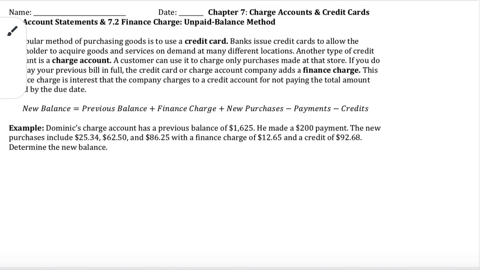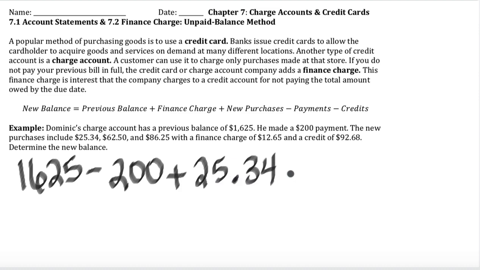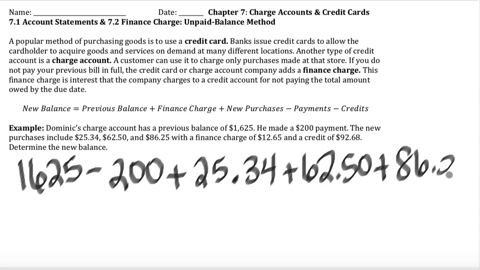All right, so this first example, we have Dominic's charge account has a previous balance of $16.25, so that's going to be our starting number. He made a $200 payment. Okay, so this is how much he owes. He made a payment, so therefore his balance is going to go down. Then he made new purchases. So our balance is going to go back up because of these purchases, for $25.34, for $62.50, and for $86.25. With a finance charge, so that's another fee that's going to make his account balance go up to $12.65.